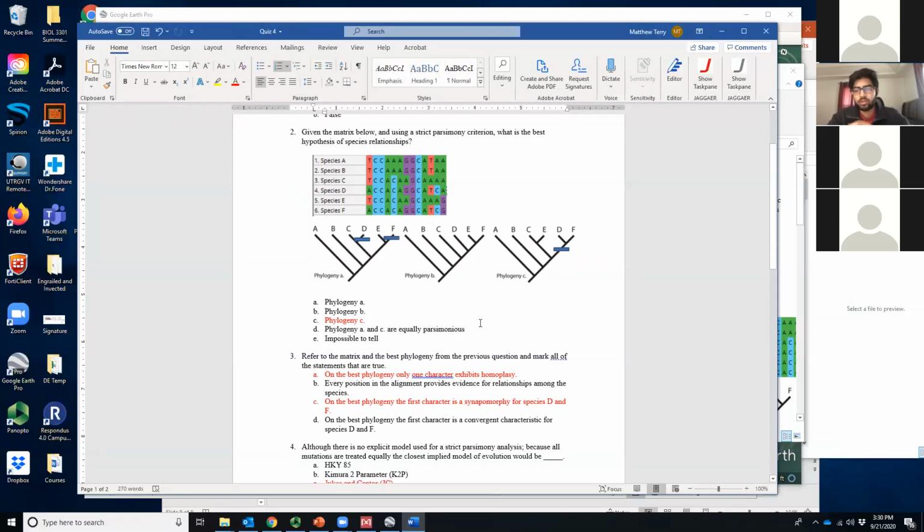I know this is kind of advanced, especially for the 3301, but this is about as complex and advanced as we're going to get. So you should be able to map characters onto a phylogeny. Once you do that, determine which phylogeny is best, and then be able to determine whether the characters are synapomorphies or convergence or symplesiomorphies.